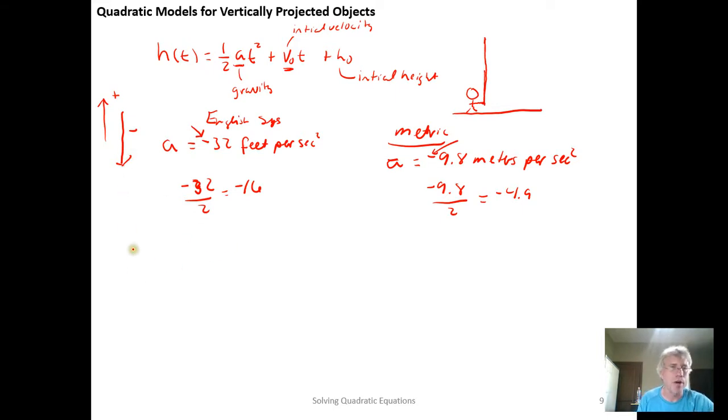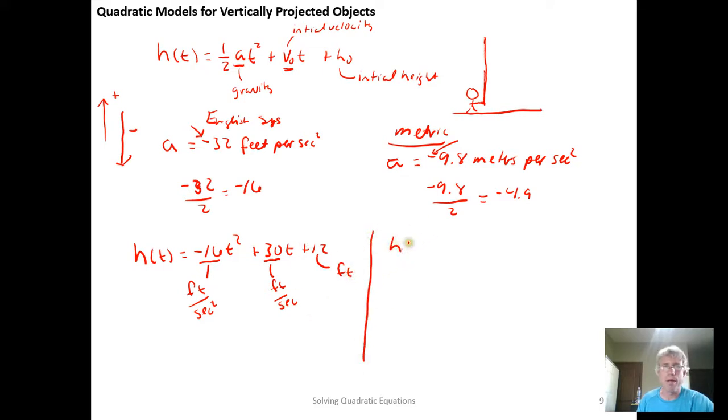So a typical height model, when it's set up, might look like this. Height as a function of time equals -16, from taking 1/2 the acceleration, times the square of time, plus, let's say, 30t plus 12. And we would interpret this as, here's half the acceleration due to gravity. This is the initial velocity, a speed in feet per second. And this 12 would represent 12 feet, or the initial height of the ball.